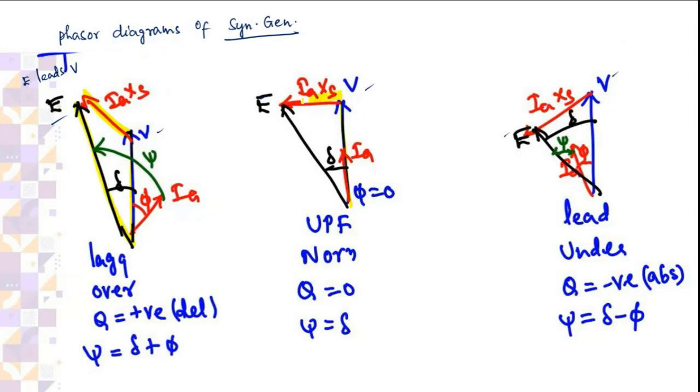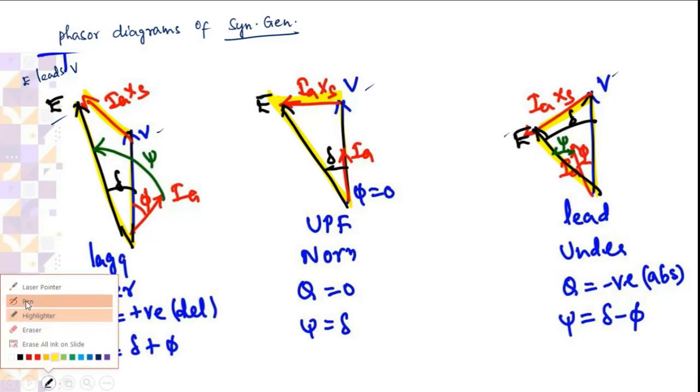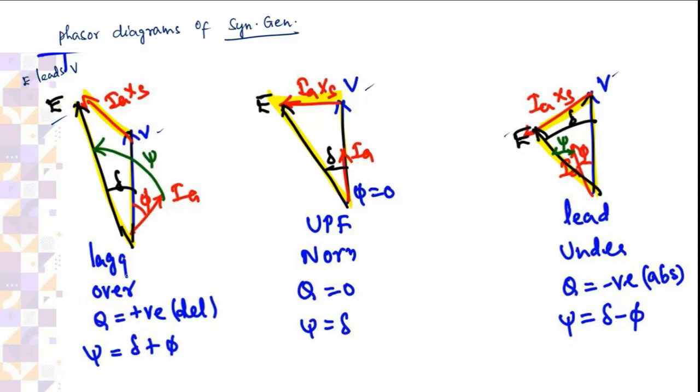Here also, terminal voltage plus drop is equal to induced EMF. Terminal voltage plus drop is equal to induced EMF. Right, so that is how you have to draw, and from that one you can check whether it is lagging, unity, or leading.